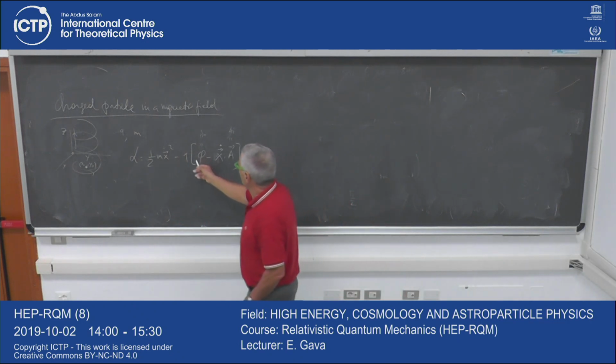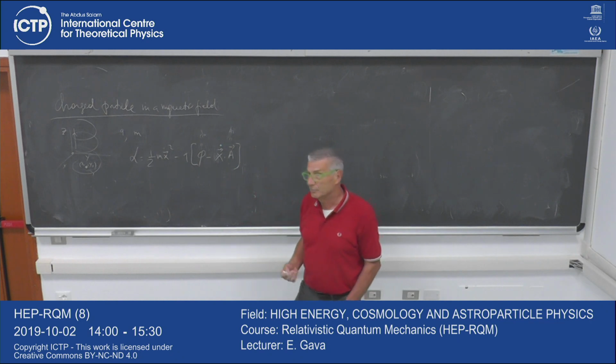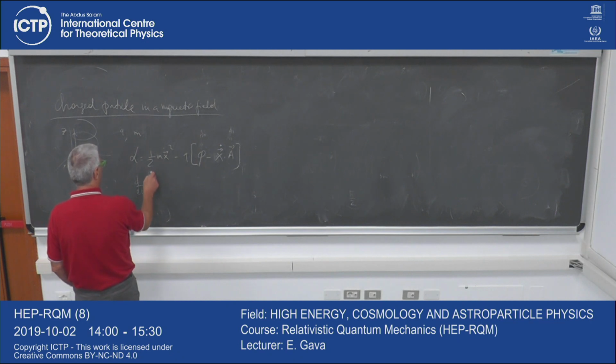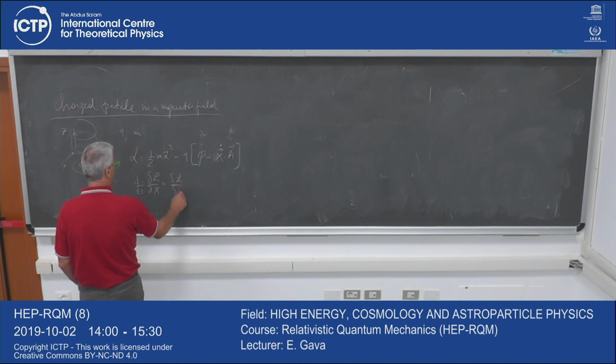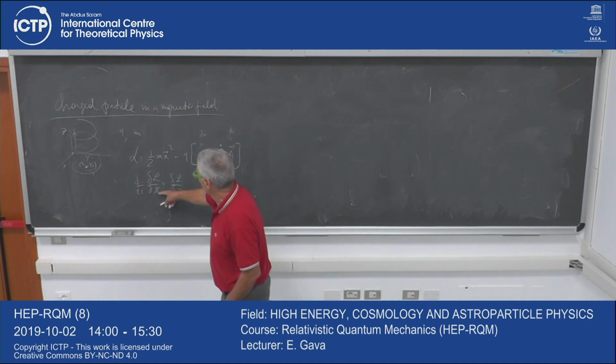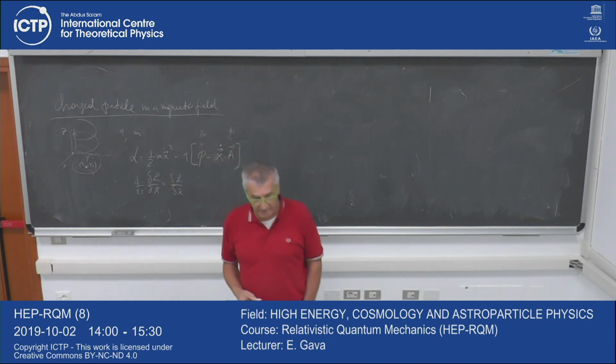So this gives the electric field interaction of this particle, and this is the magnetic field, and from this you can derive the equation of motion by the usual procedure. d/dt of dL over d x dot is dL over dx. So this gives a contribution from this term and from this term also. Putting everything together, you find what you find.